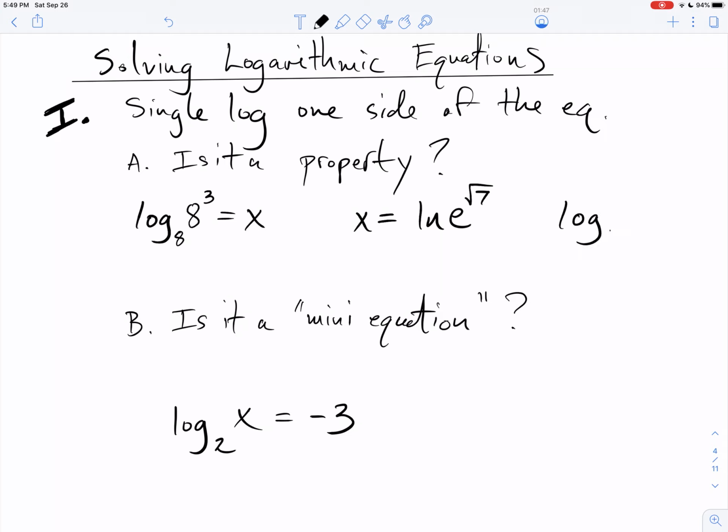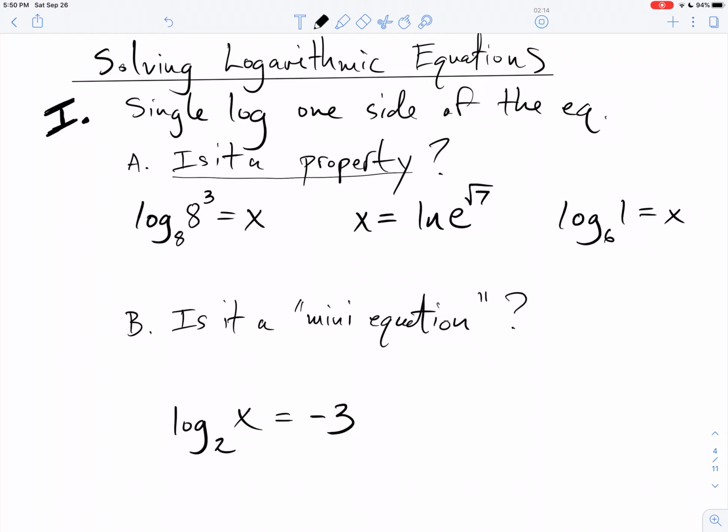Log base 6 of 1 equals x. It looks like an equation, but guess what? The answer is 0 because whenever you take the log of 1, you get an answer of 0. So sometimes what the equation looks like, it's just a property. You should know it. You show me no work. You move on to the next problem. Now, a little blast from the past.